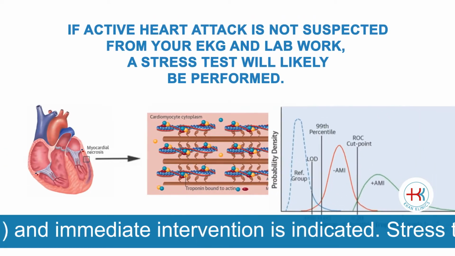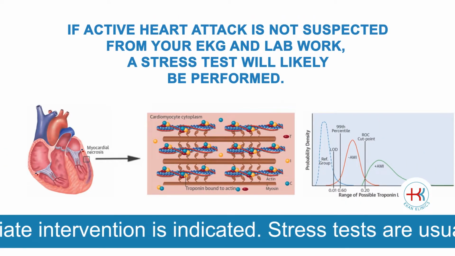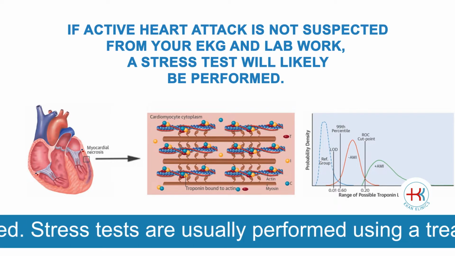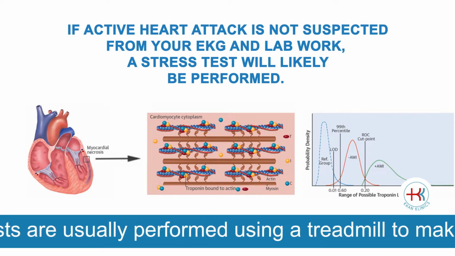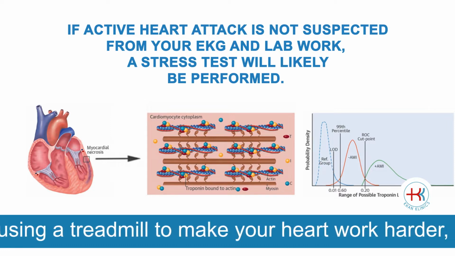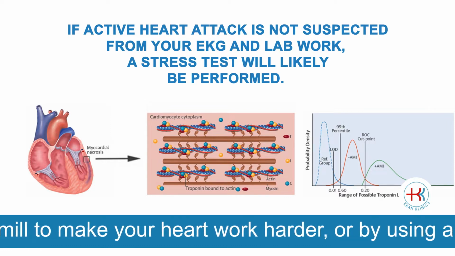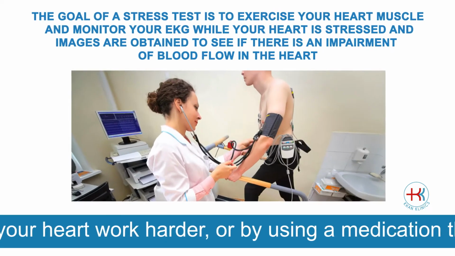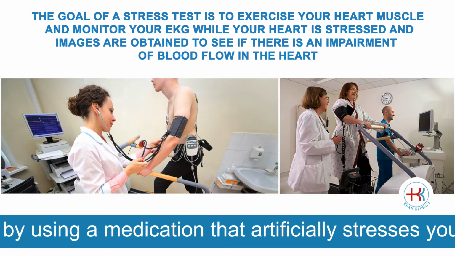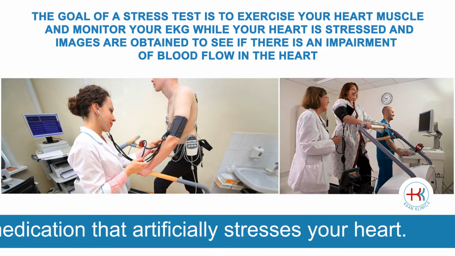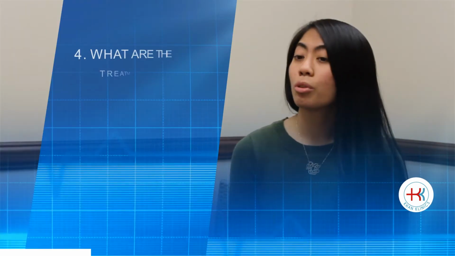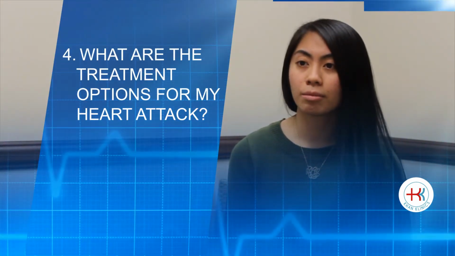These tests will be performed in different intervals. Typically, the troponin measurement is followed over a period of sometimes 6 to 8 hours. If some of your lab work or your EKG looks okay and a heart attack is not suspected, then typically a stress test will be done at that point. The goal of a stress test is to exercise your heart and monitor your EKG during a period of stress. And then there's some sort of imaging that can be obtained to see if there's any impairment of blood flow in the heart.